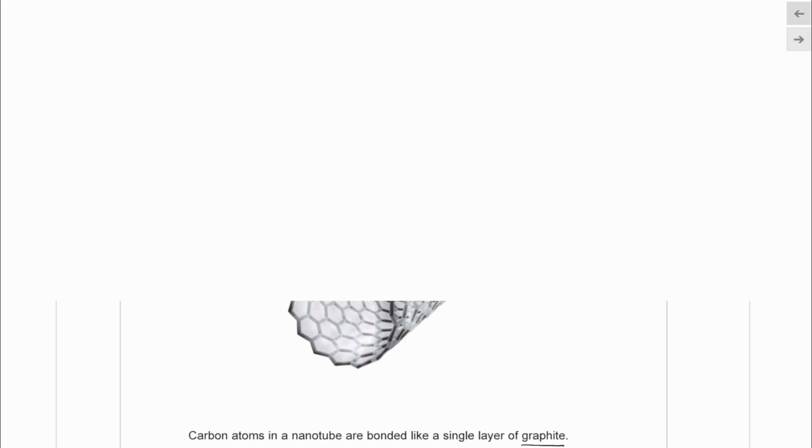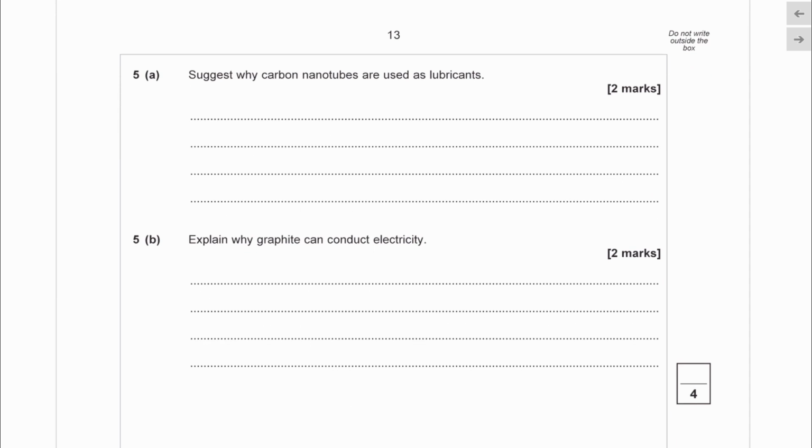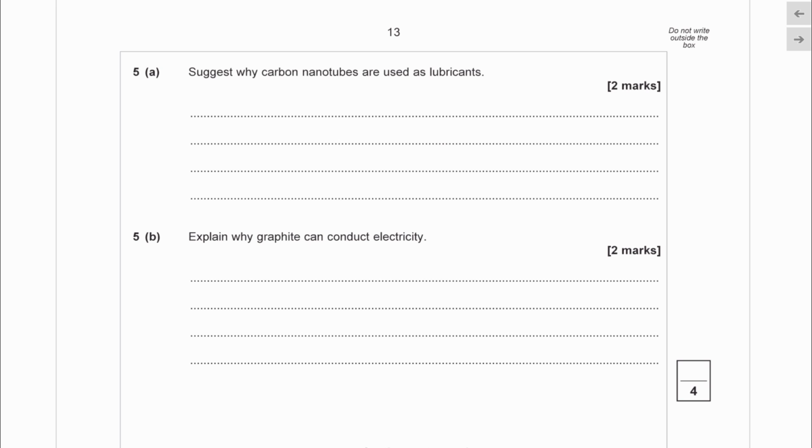All right, let's turn over. 5a says suggest why carbon nanotubes are used as lubricants. Right, obviously a lubricant is there to make things slide over each other. Now the point is that the layers in graphite are able to slide over each other, and if the bonding in a nanotube is just like the bonding in graphite, then you'd expect them to be able to do the same. So first of all, what we're going to say is that the nanotubes are able to slide over each other.